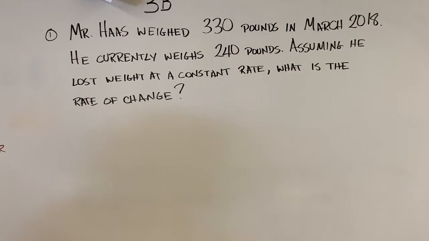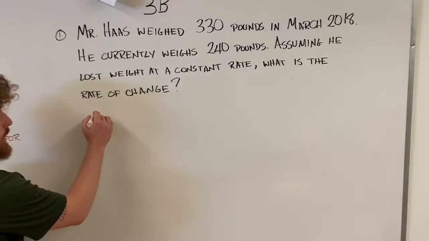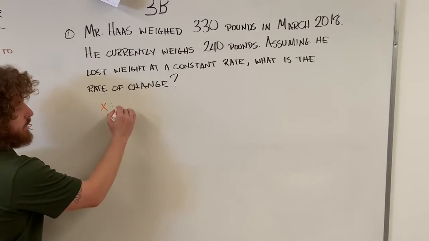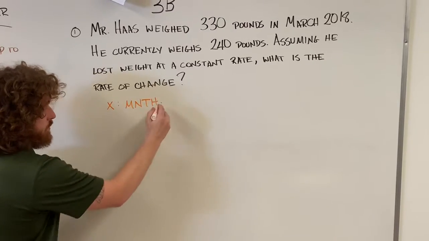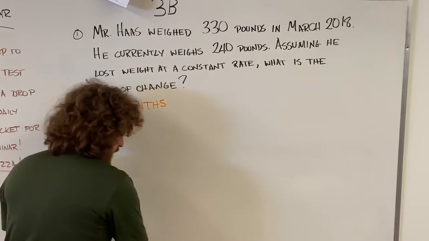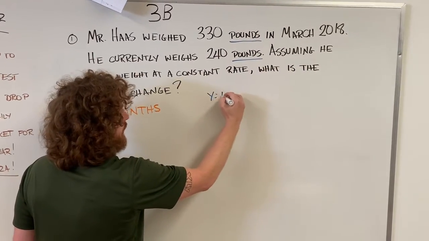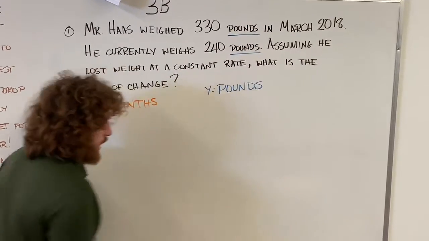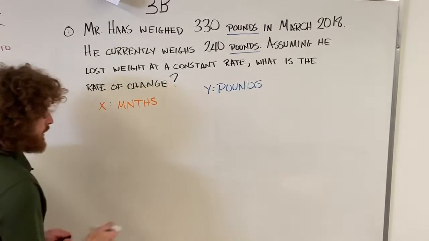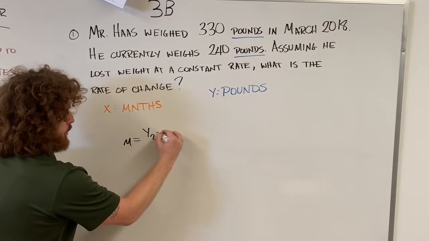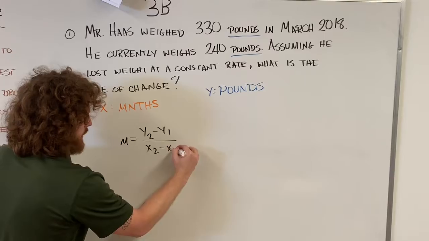So first, we need to identify the independent and dependent variables. Our independent variable, or x, we know is always time. In this case, months. Our dependent variable is the other thing we're talking about, which in this case would be the number of pounds. As we all know, rate of change can be found using our slope formula. M equals y2 minus y1 over x2 minus x1.